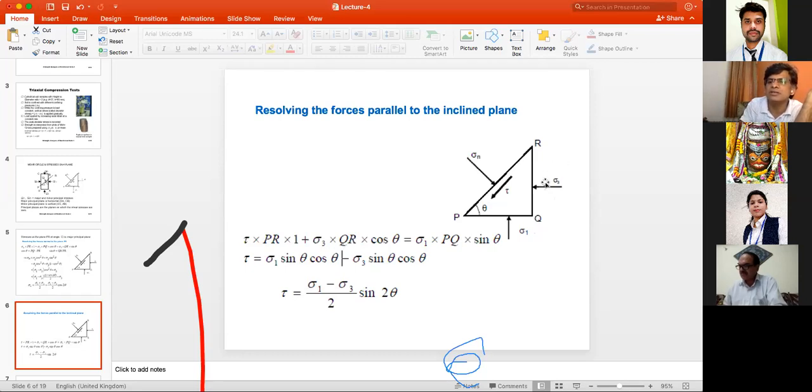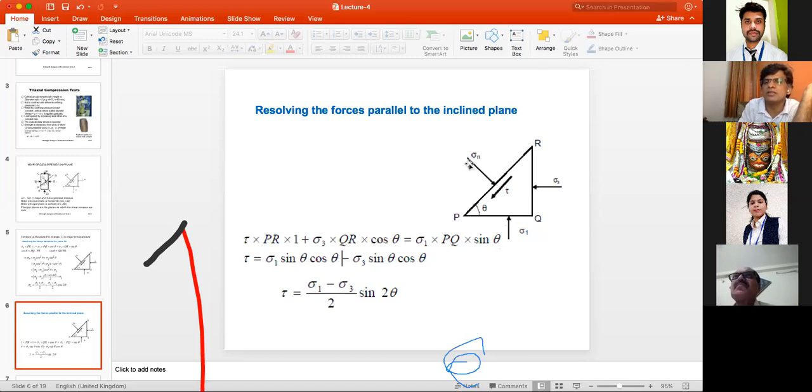Then we resolve it, and it becomes cos theta, so sigma 3 QR cos theta. Another force acts upwards, so it is taken on the right hand side of the equation. That is sigma 1 acting on the plane PQ. If you resolve the forces, it gives sin theta, so sigma 1 PQ sin theta.